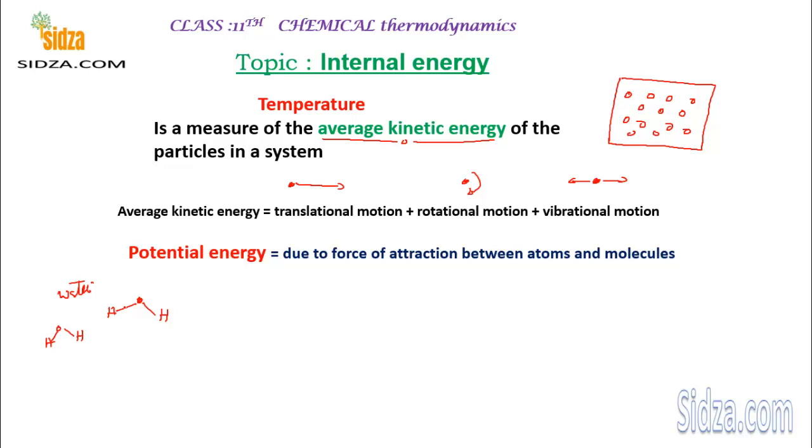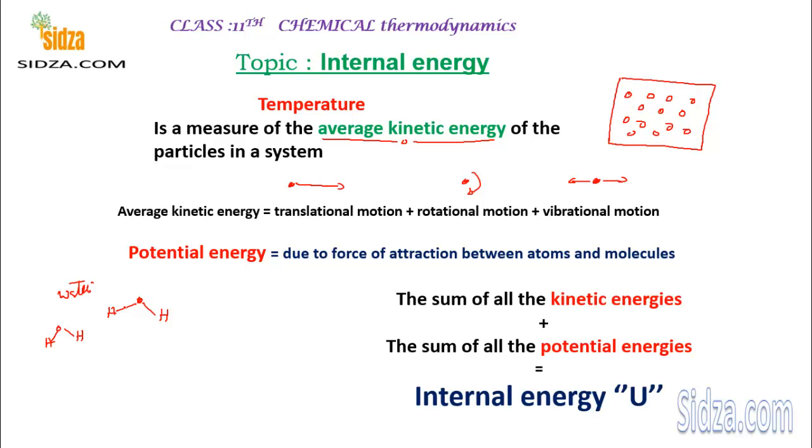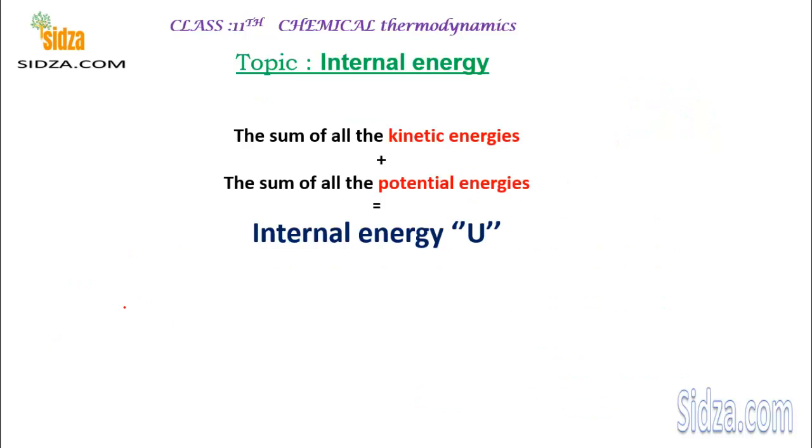The sum of all the kinetic energies and the potential energies of the constituent particles in a system is what we call an internal energy, right? So we can say here internal energy is the sum of all the different types of kinetic energies and the different types of potential energies of the constituent particles in a system. That's what we call the internal energy of a system.